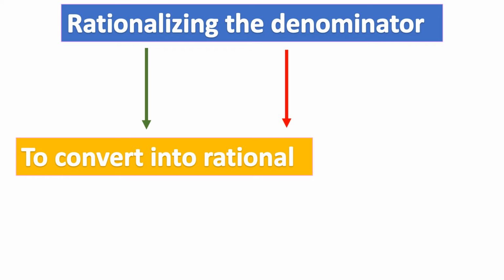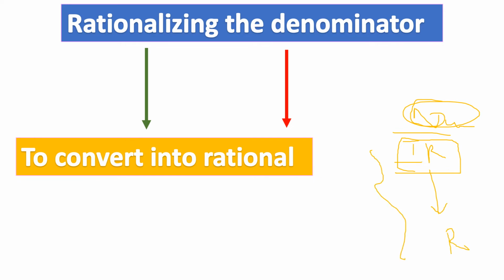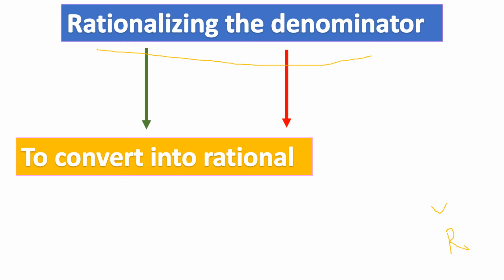So that means you have a fraction where you have an irrational number as the denominator. The numerator, you have some number; you don't have to know about what the numerator is. But the denominator is an irrational number, and you have to make the denominator a rational number. So this process of converting the denominator from an irrational number into a rational number is called rationalizing the denominator.